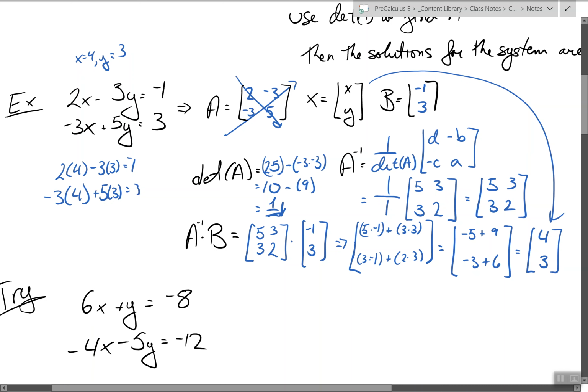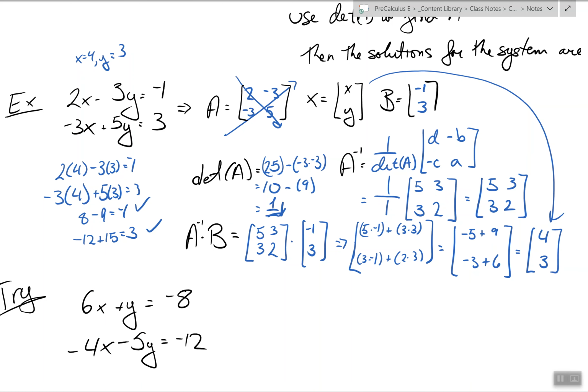3. So in that top row, we get 8 minus 9, and that in fact does equal -1. On the bottom row, we get -12 plus 15, and yes, that does equal 3. So those solutions are correct. It might seem like more work, more writing, but it avoids the row operations, which can get a little bit tricky sometimes if there are fractions and things like that.